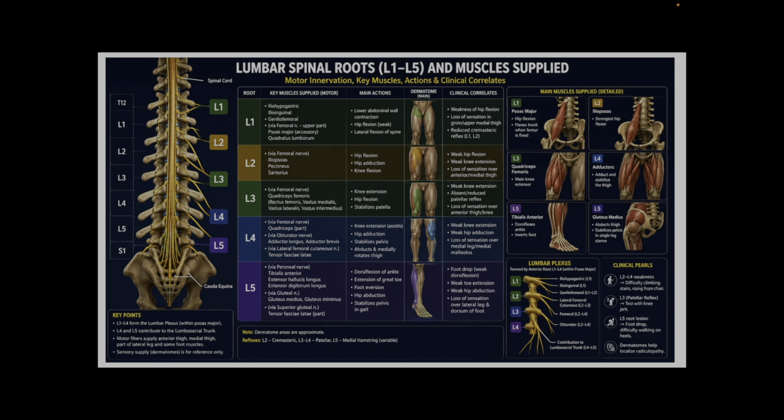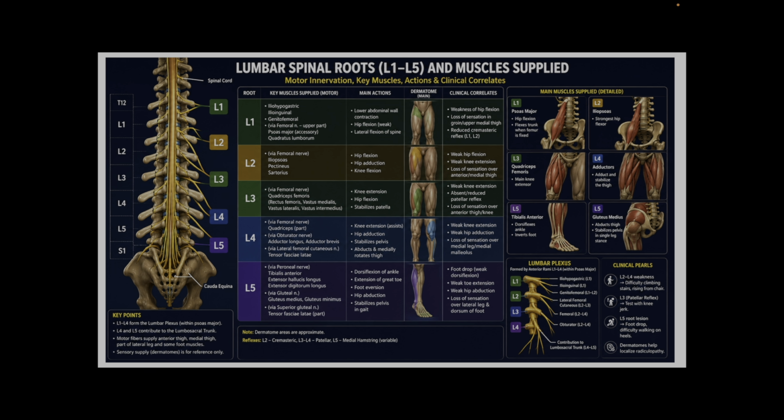This slide summarizes the lumbar spinal nerve roots from L1 to L5, highlighting their motor innervation, principal muscle supplied, major actions, dermatomes, and important clinical correlations. On the left, notice the lumbar nerve roots emerging from the spinal cord. The lumbar enlargement gives rise to the L1 through L5 nerve roots, which descend within the vertebral canal before forming the cauda equina. L1 nerve root.